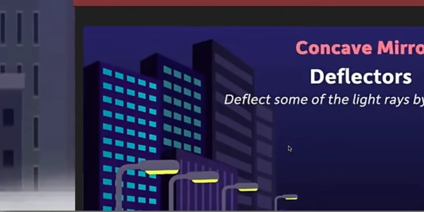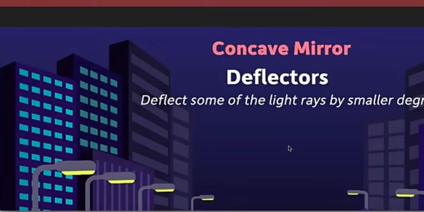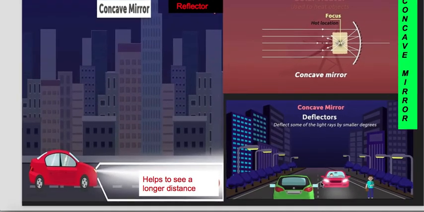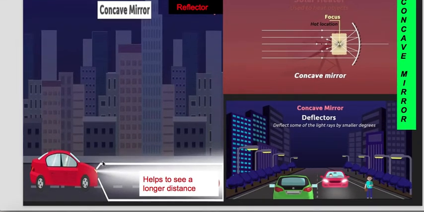It is not only the concave mirror that is placed on the headlight of the vehicles, but there are deflectors. What do they do? They deflect some of the light rays by a small degree, so they don't go parallel. They just simply get deflected like this. So with this, you can see not only the vehicles that are coming straight, but from sideways also the light can be spread out. Okay, so these are again the applications as a reflector.